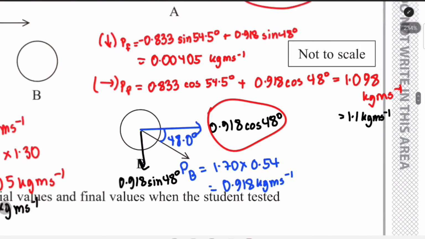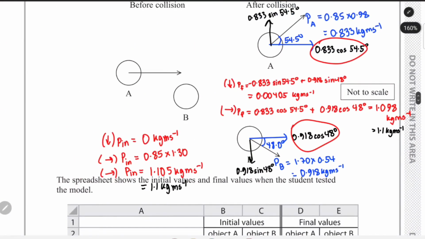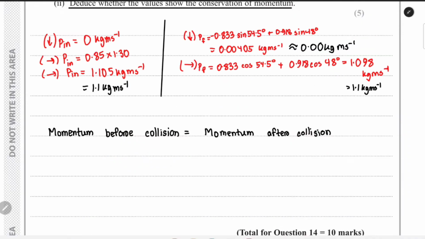So we can draw a conclusion that the momentum is conserved since the initial momentum and final momentum are the same. So we begin by mentioning that the momentum before collision is equal to momentum after collision. We have to talk about both directions. So left, right and up, down in both directions.